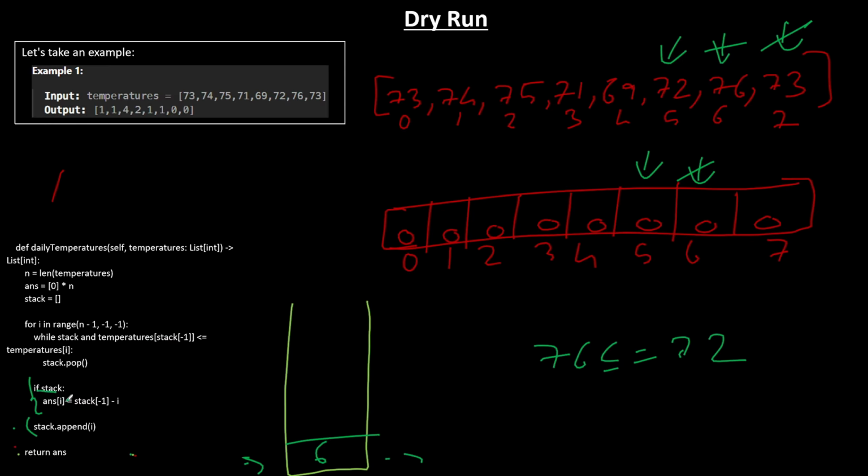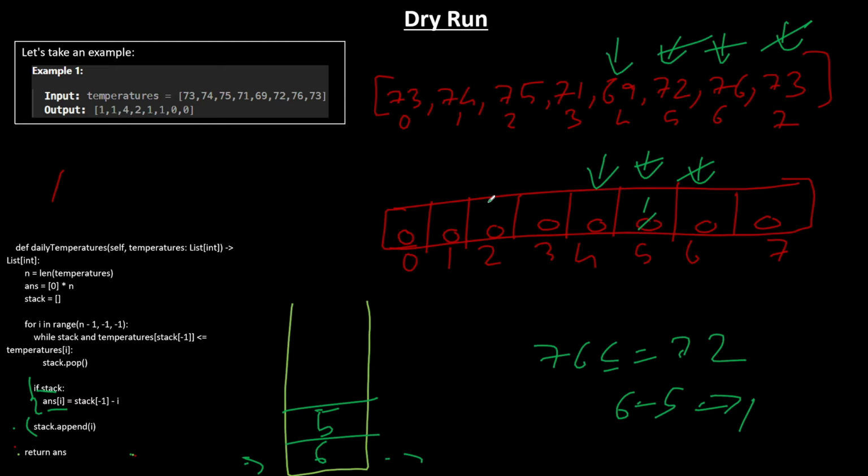Is the stack empty? It's not empty, right? So if it is not empty, we'll just subtract the indexes. So it's 6 minus 5, it's 1, right? So here we will write 1 as answer of I, right? And after that, we will append this to our stack. Great. And we will move back.